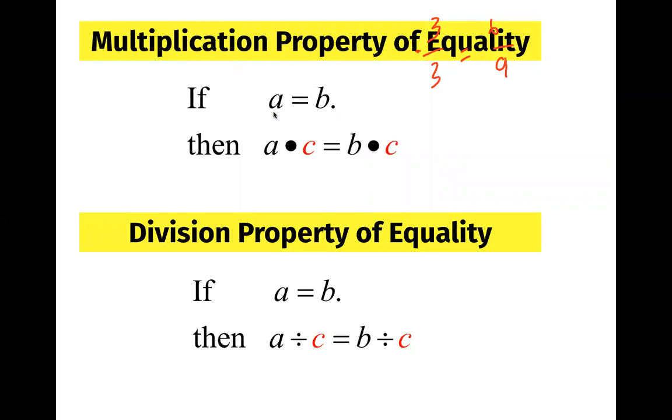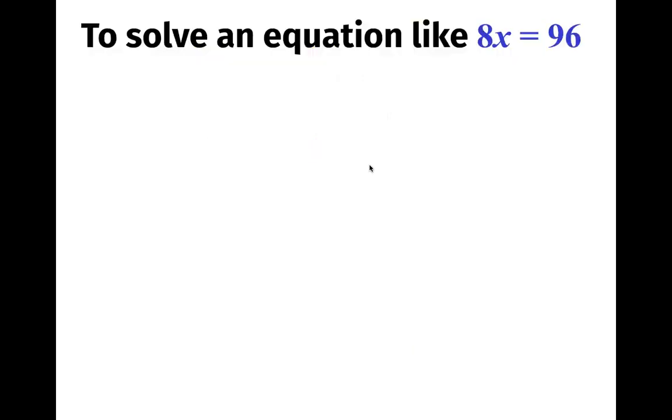Let's go ahead and look into our last two properties, which are our multiplication property of equality and the division property of equality. Once again, as I was saying, they're usually going to put it in fancy wording like this, but you're really just reversing whatever operation you're given to isolate your variable. So let's go ahead and look at an equation like this.